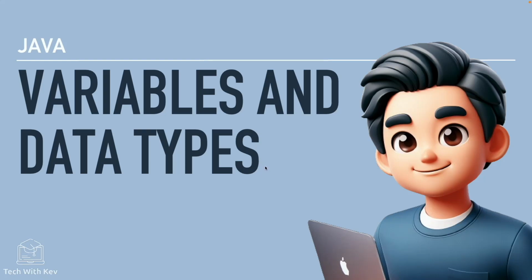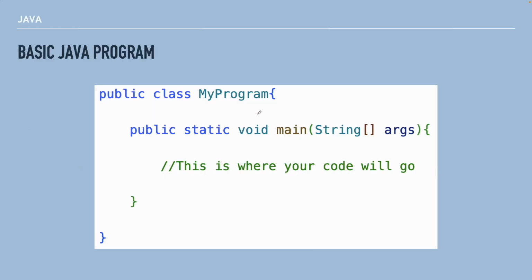Okay, in today's video, we'll talk about variables and data types. But before we start, let's have a look at the basic anatomy of a program, right? So starting off, we have our main file here, that is your Java file. It'll be called my program. So when you create the new file, it'll be called myprogram.java, and this entire thing will be the text file.